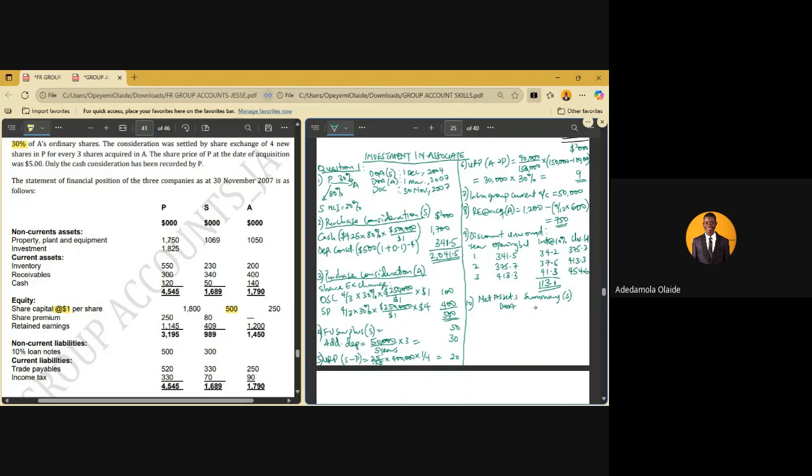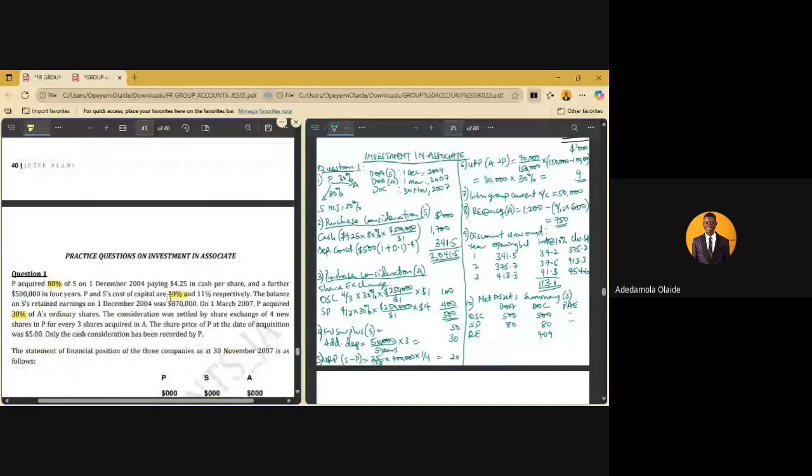So we have DOA, DOC, PAE. And what do we have in our DOA? We have ordinary share capital for S, 500. We have share premium, 80 mil. Then we have retained earnings. At consolidation, 409. At acquisition, they acquired them when their retained earnings was how much? 870. So what else do we have? We have fair value surplus, 50, while additional depreciation is now 30.